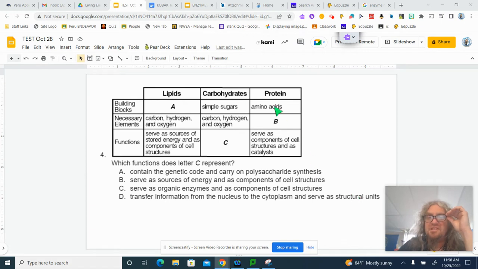Look at that. Question number four. The same chart shows up. Same exact chart. What function does letter C represent? Letter C. A, contains the genetic code to carry on polysaccharide synthesis. B, serves as sources of energy and as components of cell structures. C, serve as organic enzymes and as components of cell structures. Or D, transfers information from the nucleus to the cytoplasm and serves as structural units.